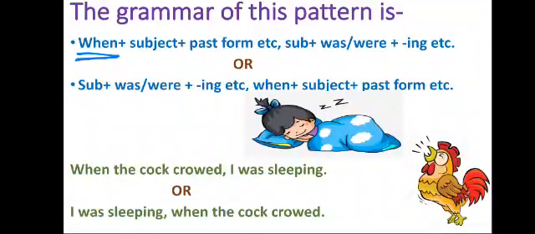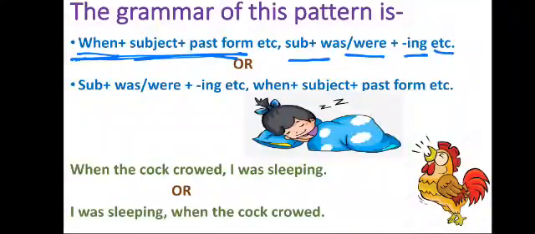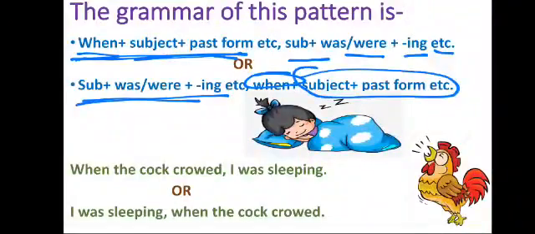Children, connectives help in connecting the two sentences. So we use when before the subject and the past form, that is the simple past tense form. After that we put a comma and subject plus was or were plus the ing form of the verb etc. That means the past continuous sentence. Or we can use it the other way around. So we first take the past continuous sentence, then we put a comma, then we use the connective when, and the simple past tense form of the sentence.